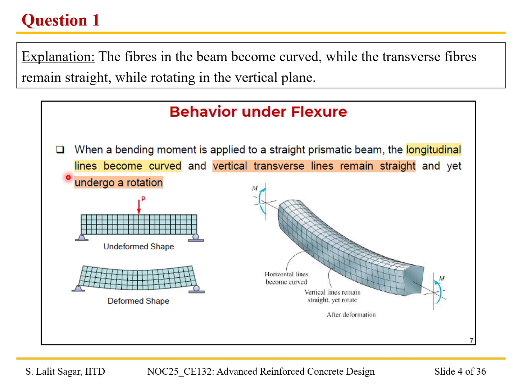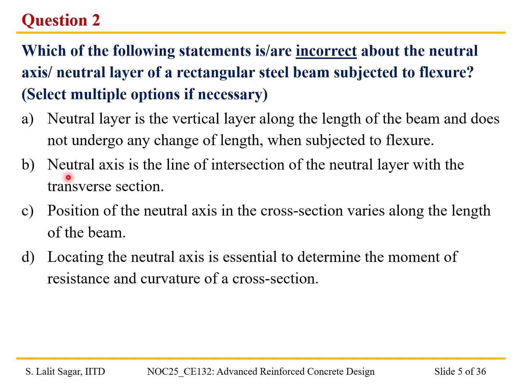Moving forward, let us look at the second question. The second question is also a conceptual question. Which of the following statements is or are incorrect about the neutral axis or the neutral layer of a rectangular steel beam subjected to flexure? There are 4 options. Kindly go through them and let me know what would be the correct response.